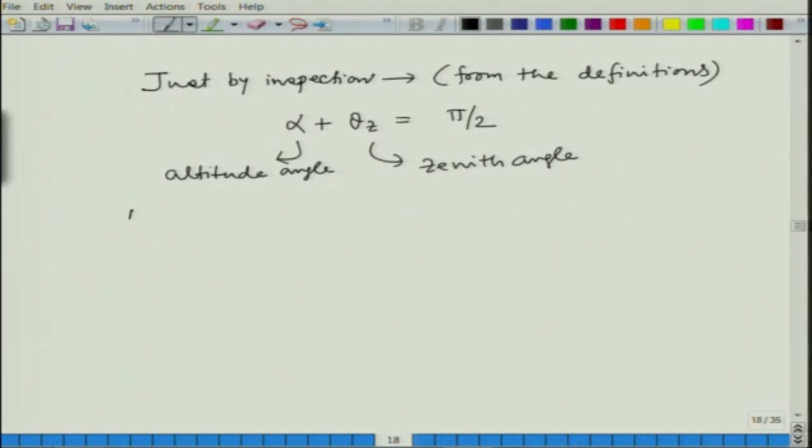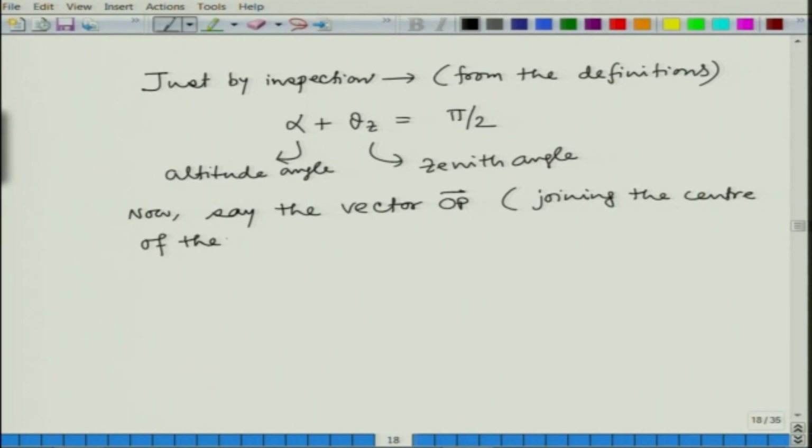Now, say the vector OP, this is the vector joining the center of the earth and the location of the observer.